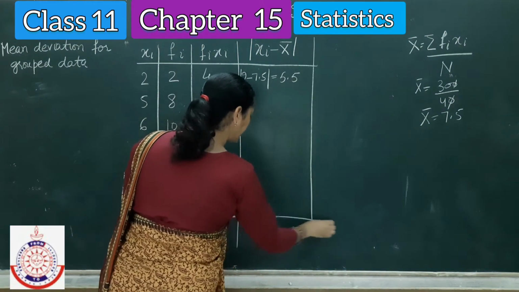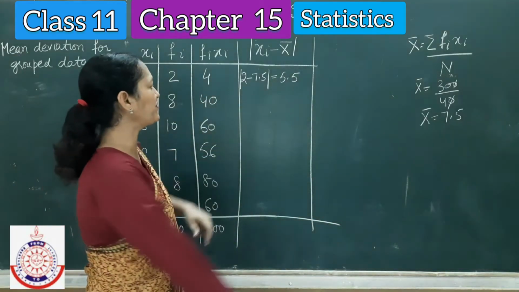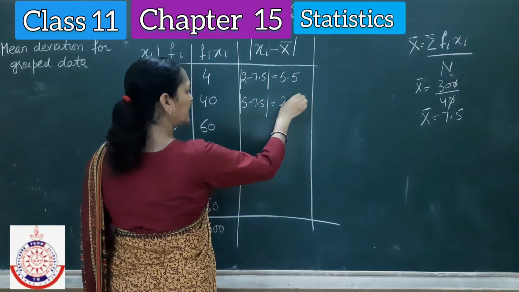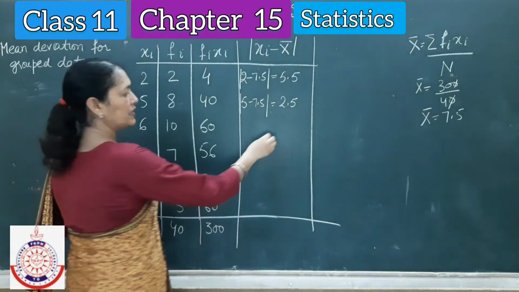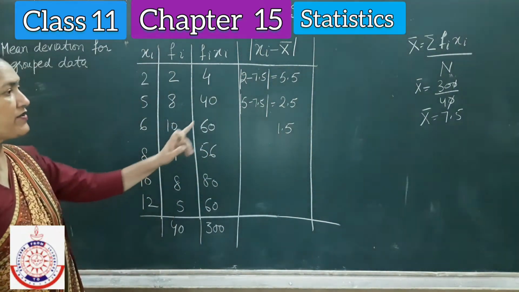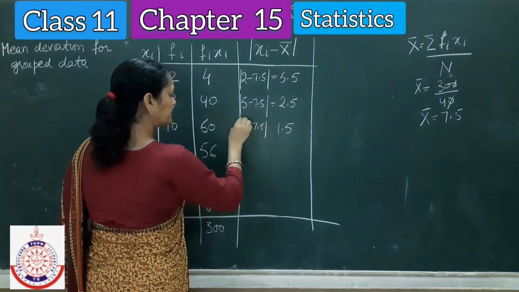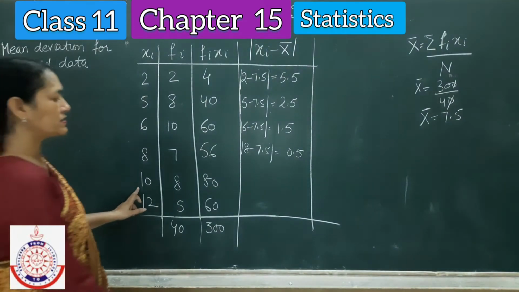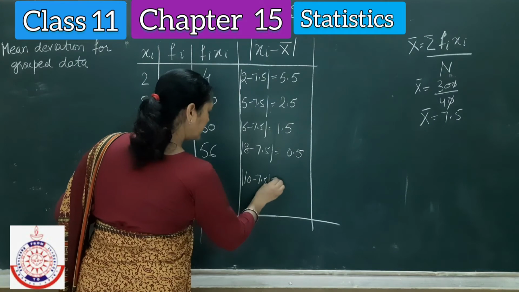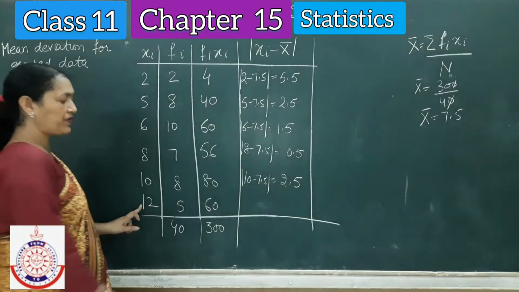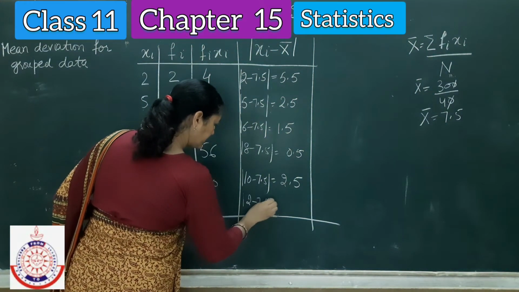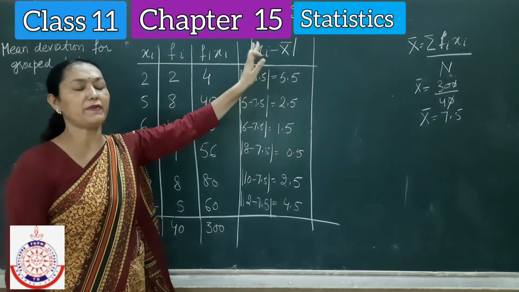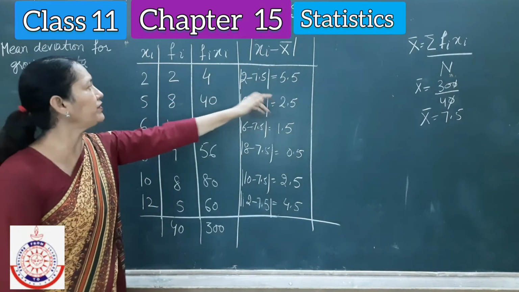Same way for other values. Here again, this is 5, 5 minus 7.5, minus 2.5, but absolute value gives 2.5. Then 6 minus 7.5 will give us 1.5. Then 8 minus 7.5 will give 0.5. Then 10 minus 7.5, 2.5. 12 minus 7.5, 4.5.